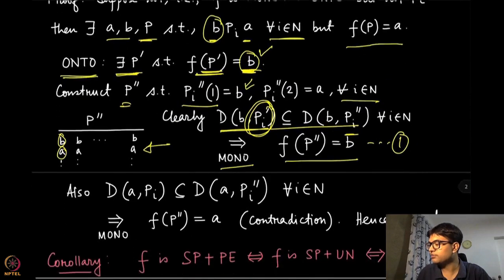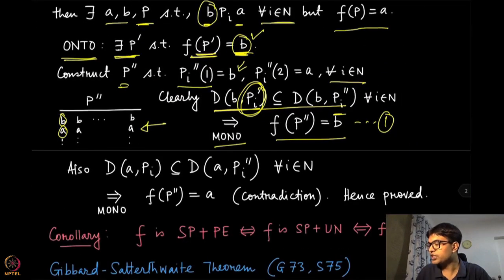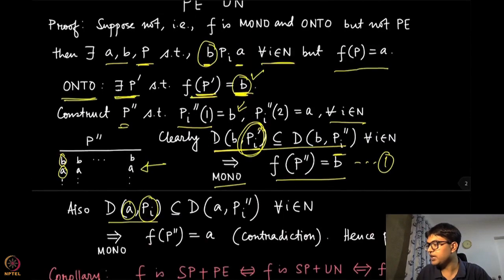Now you also see the dominated set for A from PI. In PI, for all the agents, B was above A. It was very similar to the previous example. This was P, the original preference. So for player I, and for all the other agents, maybe the relative position of B and A could have changed, but B was always above A.